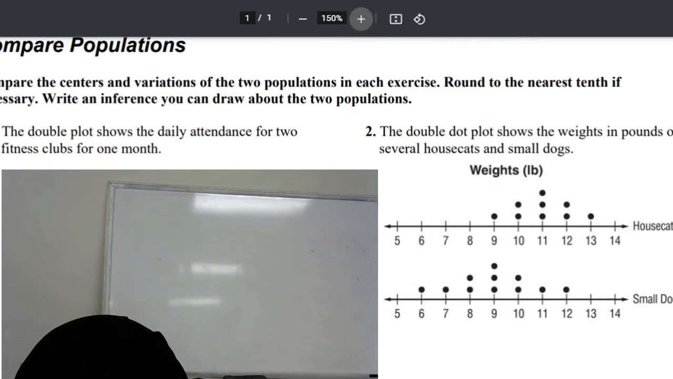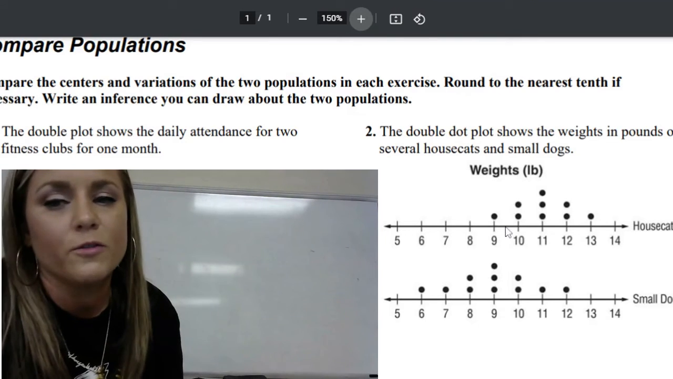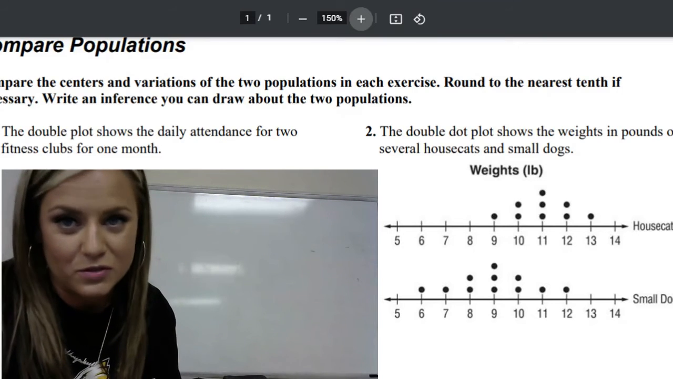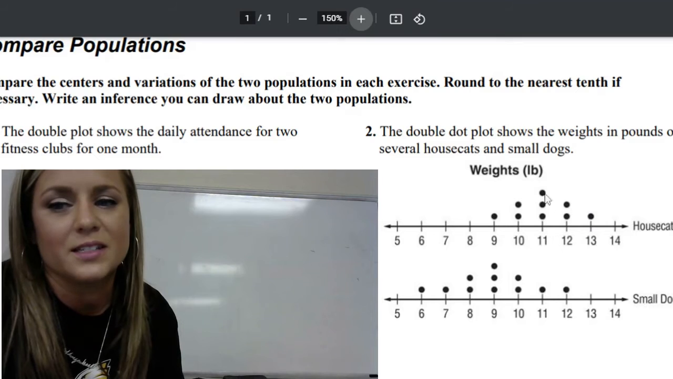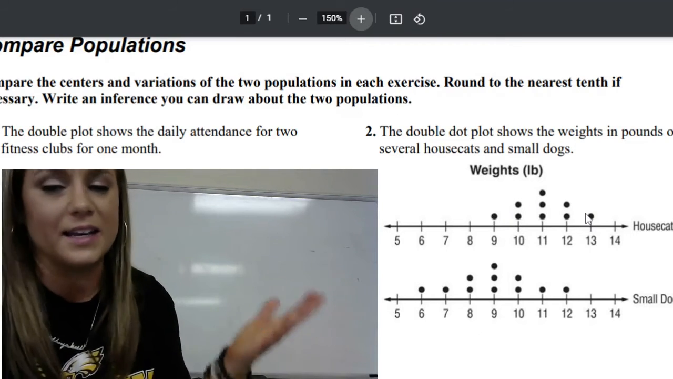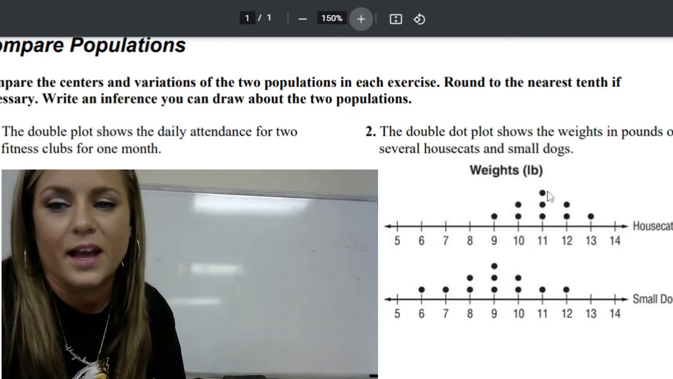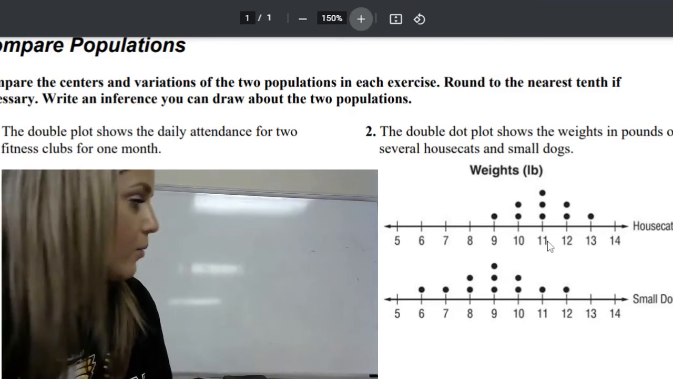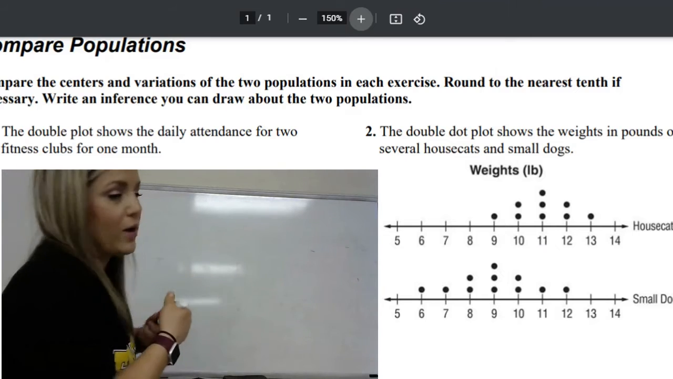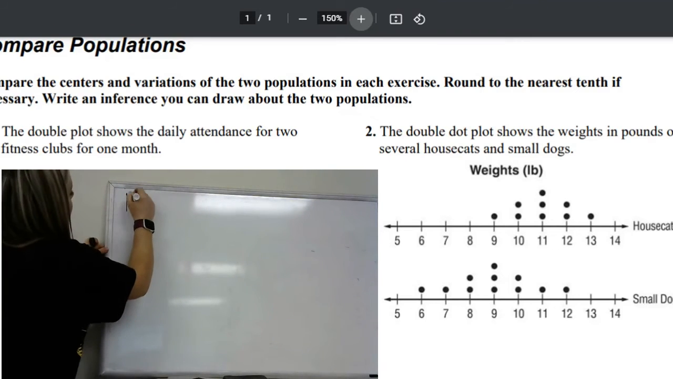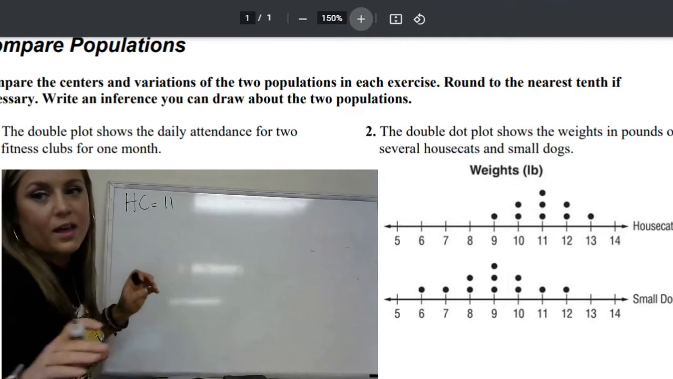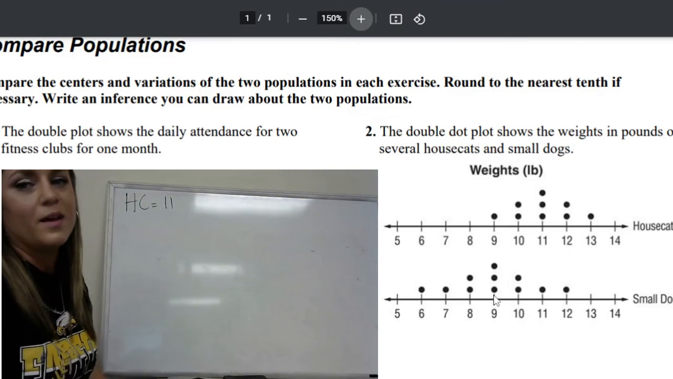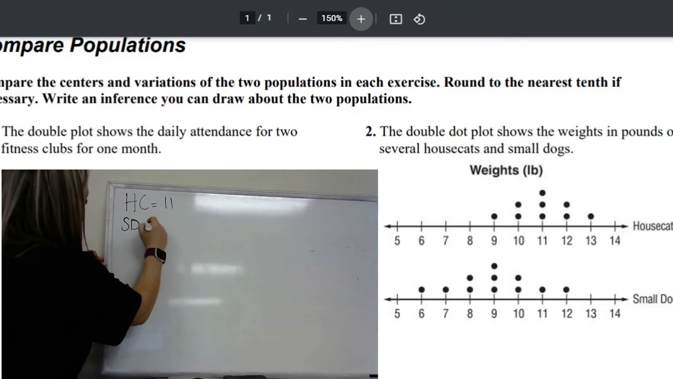All right, so what we're going to do is we've got to find the mean absolute deviation, and it's going to be kind of confusing. But look at this. This is symmetrical, the data is symmetrical. So we can see that the house cats average, the mean is going to be 11. So right there, we didn't have to find the average. So we know house cats is 11, and then small dogs, we can see that also is symmetrical, and its average is going to be 9 pounds.